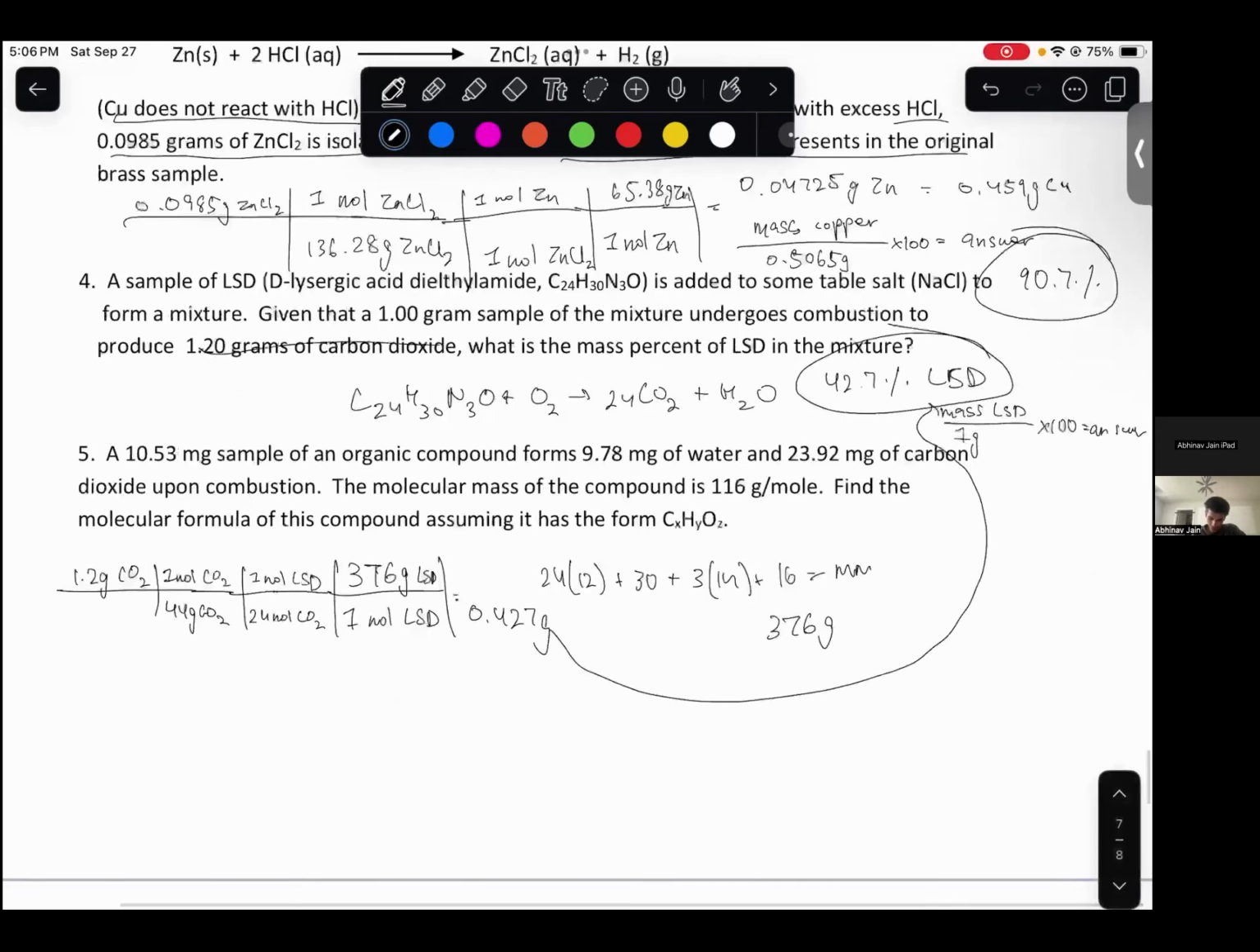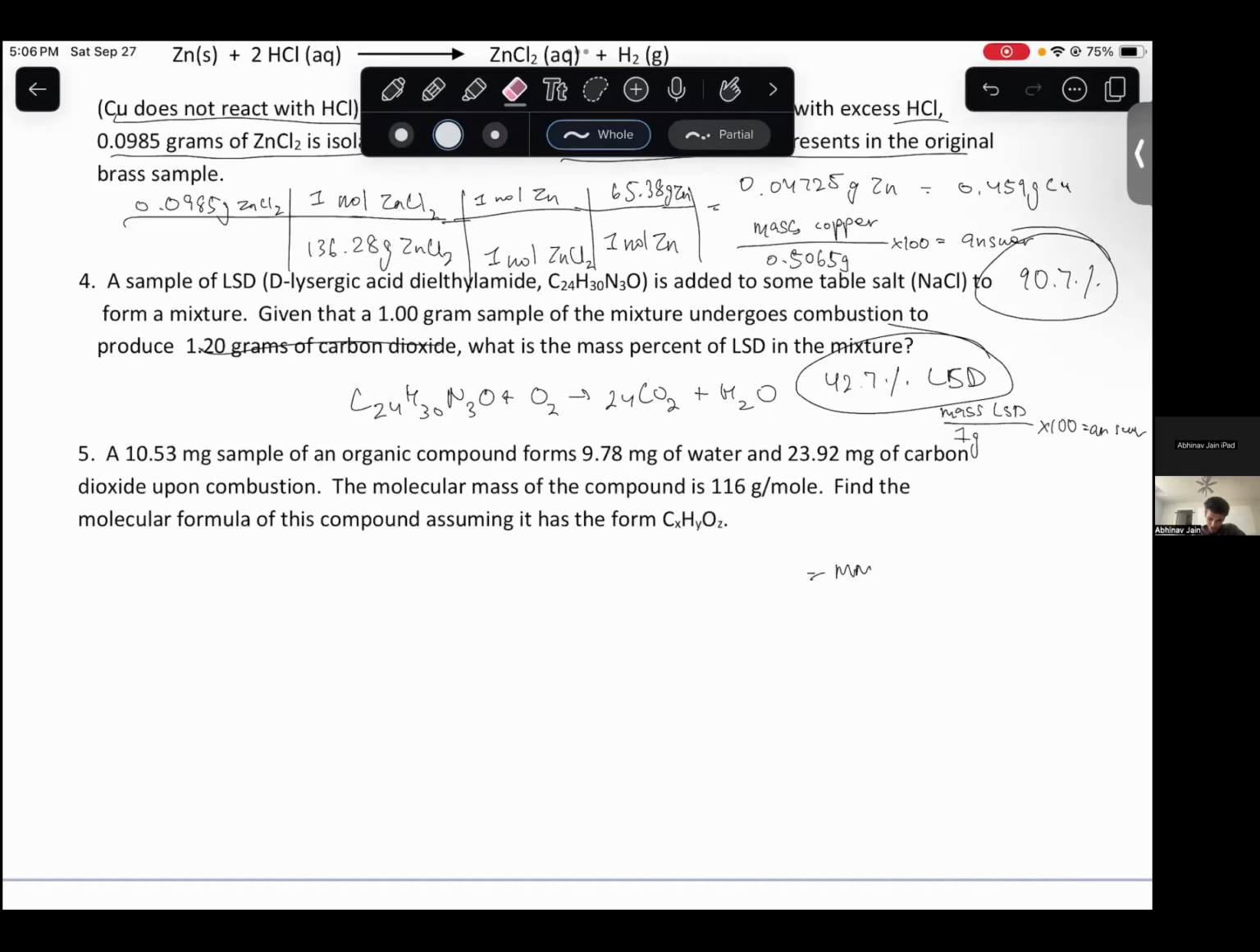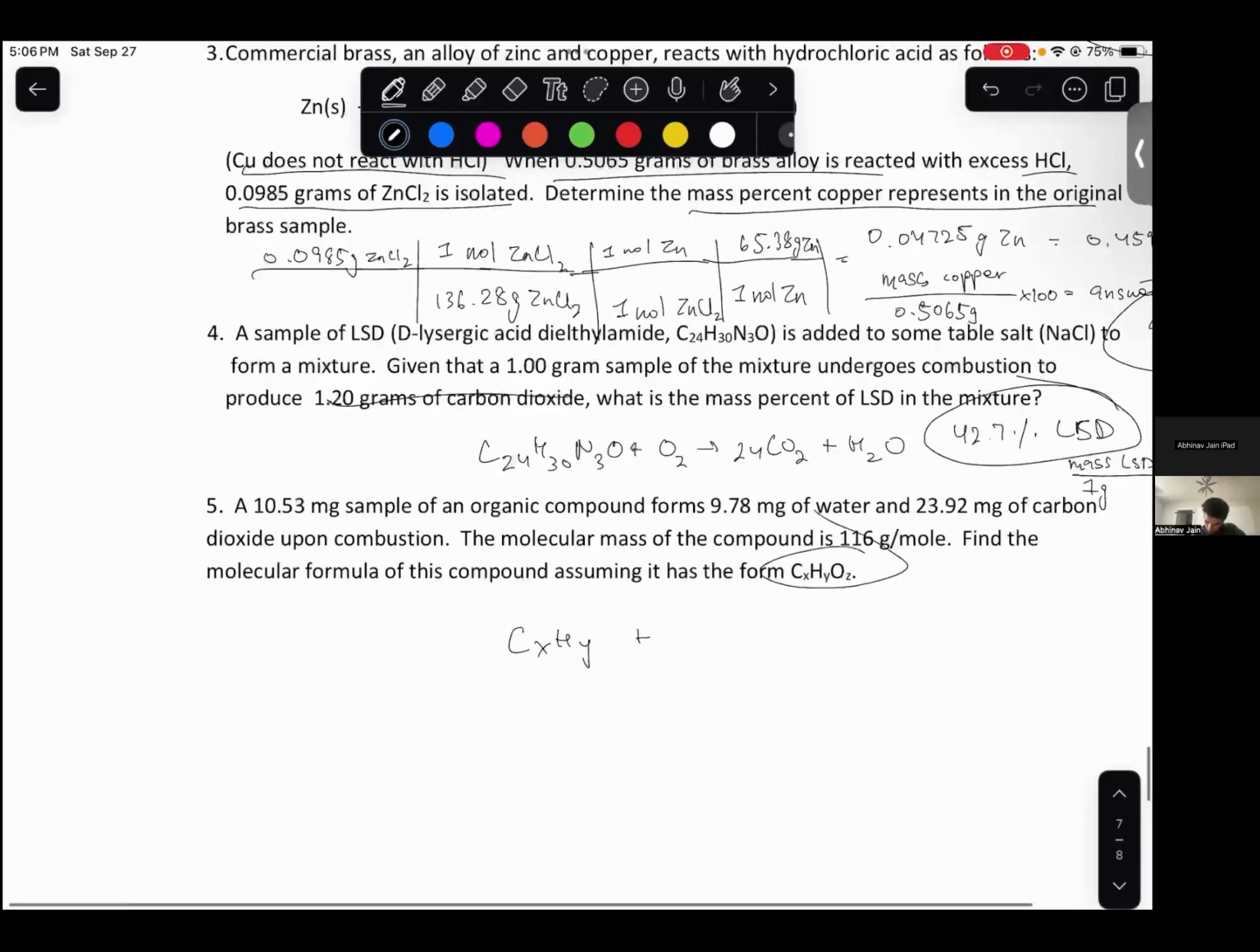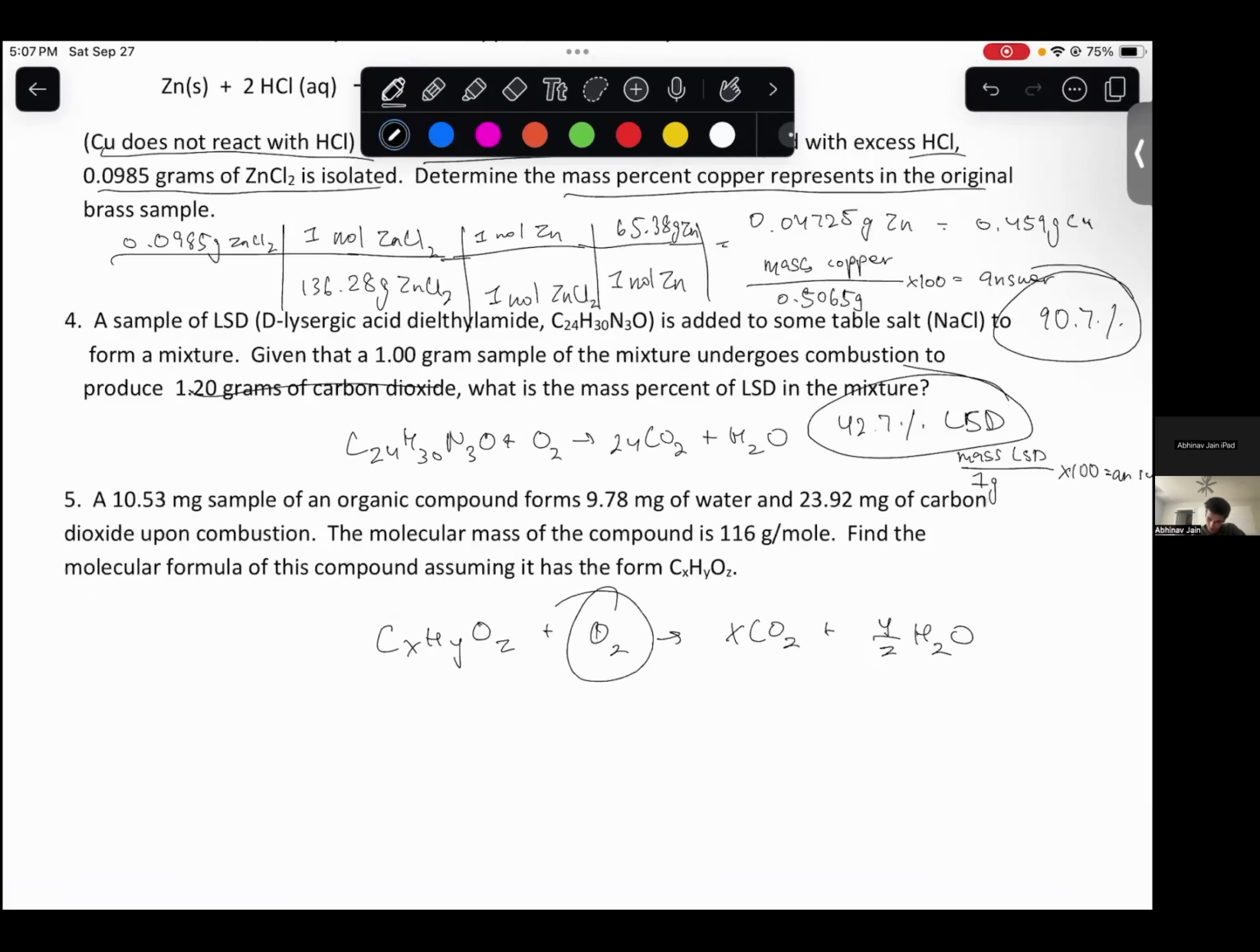All right, last problem. 10.53 grams of an organic compound forms this much water and this many grams of carbon dioxide. So we can say CxHyOz, so there is some oxygen in this compound, plus some oxygen, goes to xCO2 plus y over 2 H2O. We don't really need to care about the balance coefficient of oxygen. We only really need to pay attention to the CO2 and H2O, because if we find the CO2 and the H2O, then we can find the oxygen afterwards.